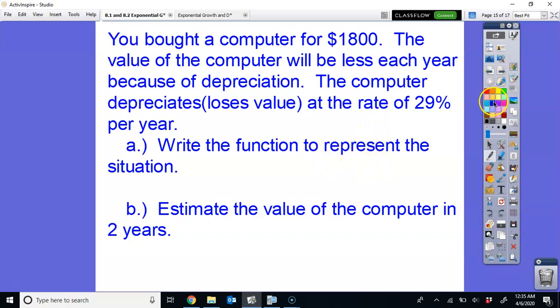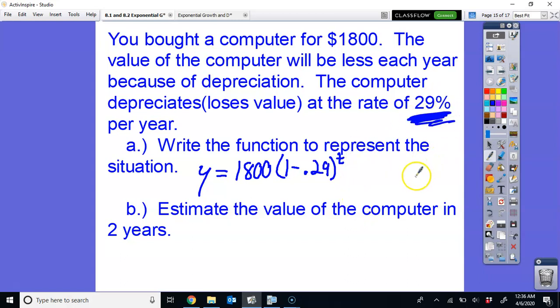We're going to first write the function that represents the situation. So we bought a computer for $1,800. That's my beginning amount, $1,800. It loses value 29% per year, so 1 minus 0.29. Again, I will point out here that it's 29% per year. It's not $29 per year, it's 29%. That's how you know it's exponential growth or decay. If it's losing a percentage or gaining a percentage, you're talking about exponential decay or growth, respectively.